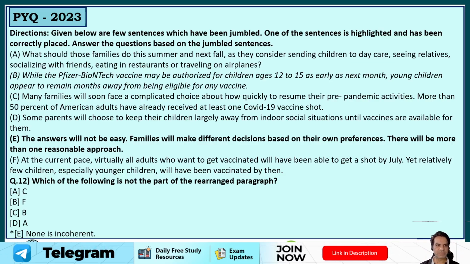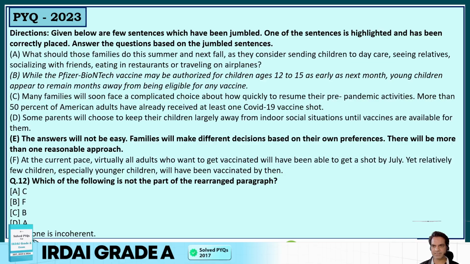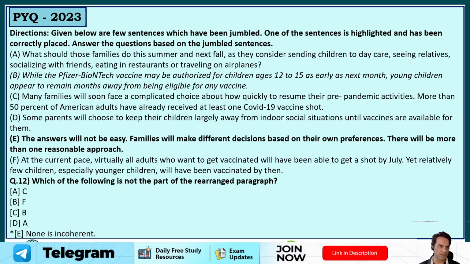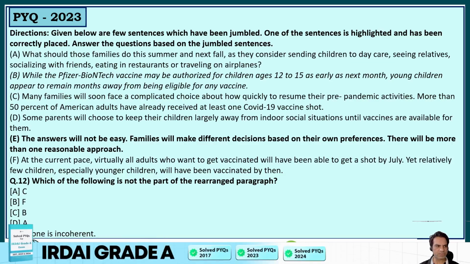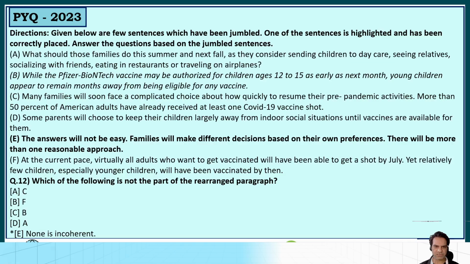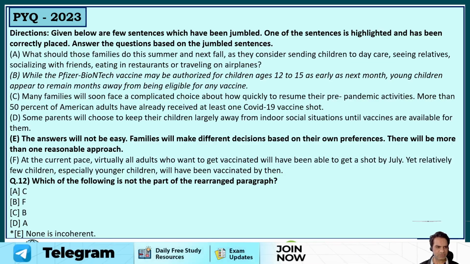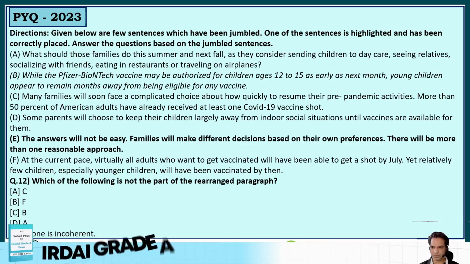What should those families do this summer and next fall as they consider sending children to daycare? No, can't be the first sentence. While the Pfizer BioNTech vaccine may be authorized for children as early as 12 to 15 years, young children appear to remain months away from being eligible for any vaccine. No. Many families will soon face a complicated choice about how quickly to resume the pre-pandemic activities. More than 50% of American adults have already received at least one COVID-19 shot. No. Some parents will choose to keep their children largely away from indoor social situations until vaccines are available. No. At the current pace, virtually all adults who want to get vaccinated will be able to get a shot by July, yet relatively few children.